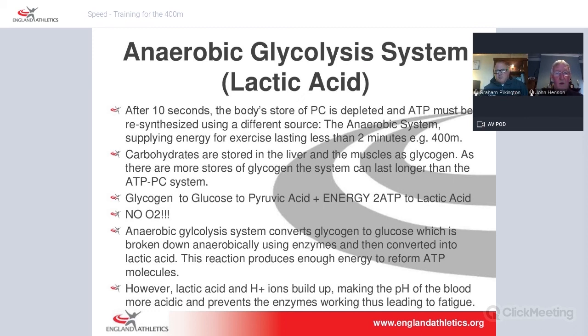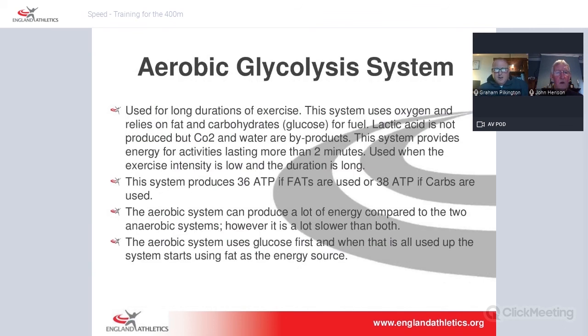So that briefly explains the systems, how they're working, and why they're working that way. Aerobic applies slightly to 400s. Myself and John were having a chat about how much it applies before we came properly live on air. It's mainly used for endurance, uses oxygen, and relies on fat and carbohydrates. Lactic acid isn't produced; it's a breakdown using oxygen. There are no byproducts. We can go a lot longer on that, but not at the speeds we are doing for 400s.